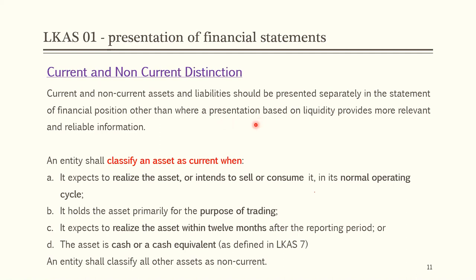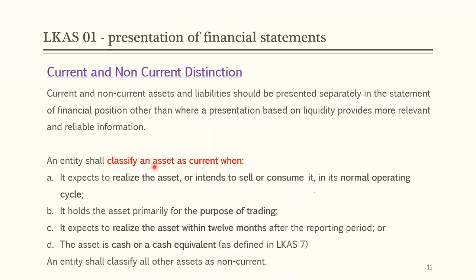Again, if the going concern assumption breaks, if we do not have a going concern, then at that time we do not need this distinction. We do not need to divide into current and non-current. As I told you previously as well, all the assets we need to present as current assets, and all the liabilities as current liabilities, okay?